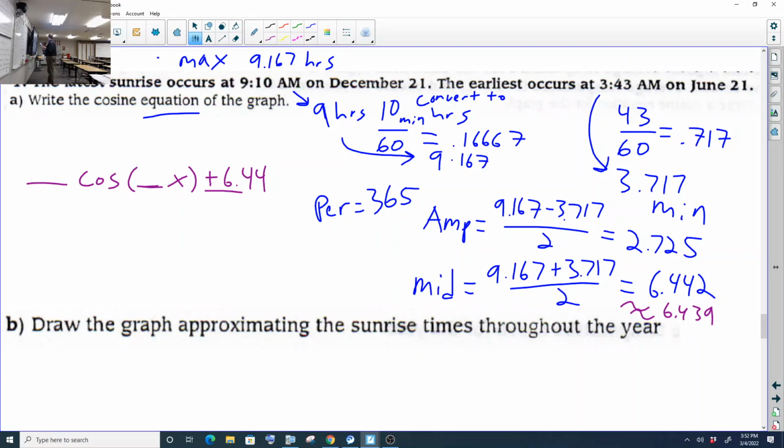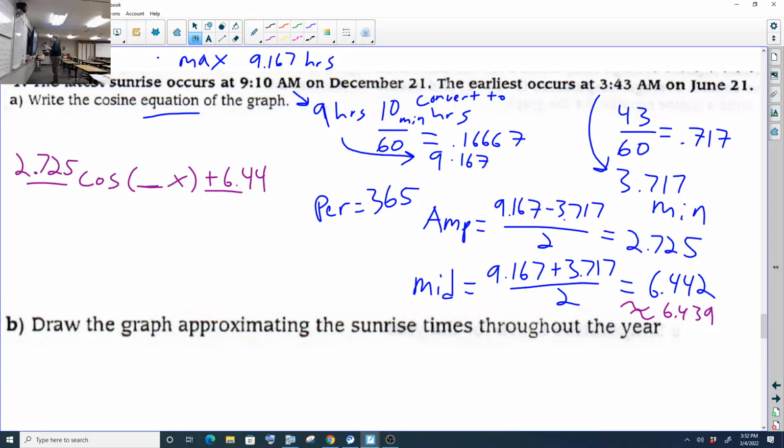Cool. And then the amplitude is 2.725. So we could write that in there. 2.725 is our amplitude, which is 3 decimals, or with 2 decimals it'd be 2.72 or 2.73. Cool. So in Canvas, I will give a range. If you put something pretty close to that, then you'll get it right. Okay, don't round too crazy though.